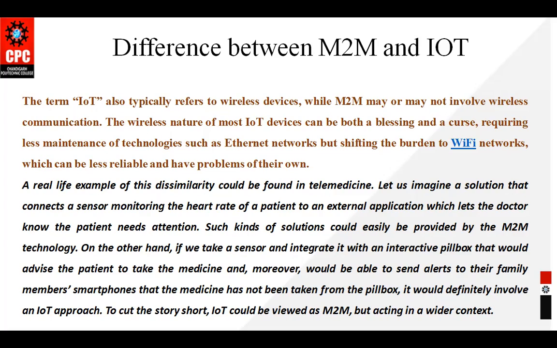In case of the heart rate of the patient and the sensor that is monitoring the heart rate, here the communication is machine to machine. Two devices are connected to each other and they are helping each other to function properly. Whereas in case of the pillbox, the connection is multi-point and the data is being sent to all the devices that are connected to the pillbox. So this is how M2M is different from IoT.